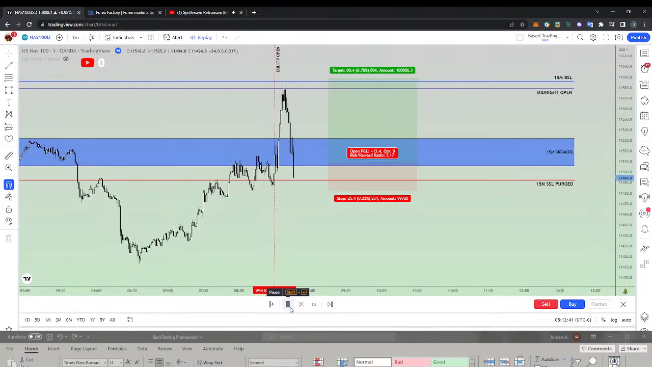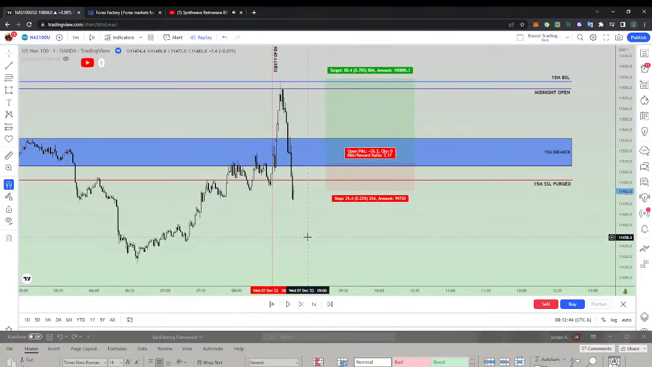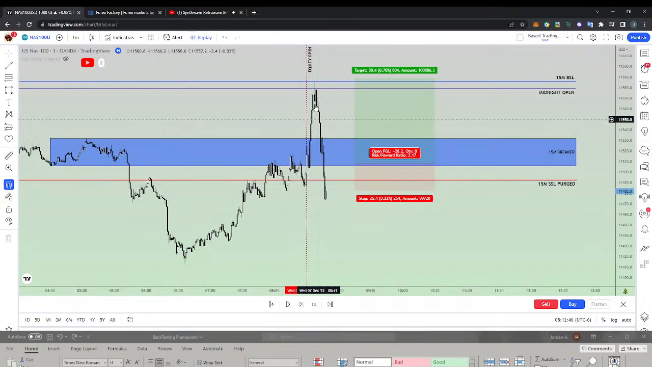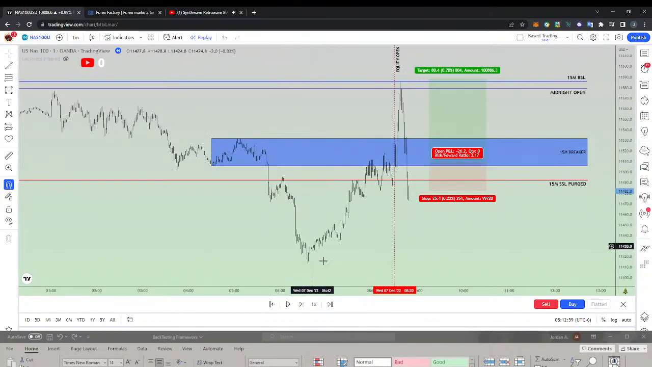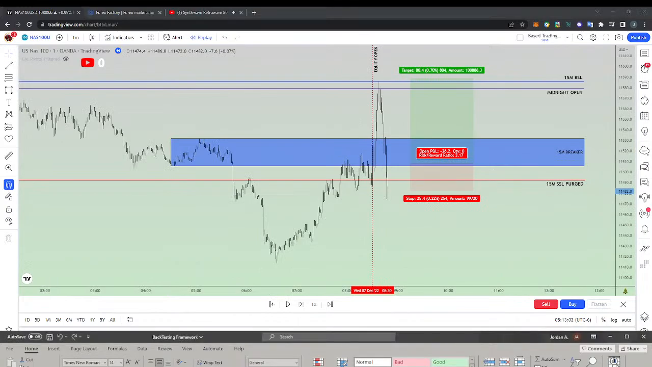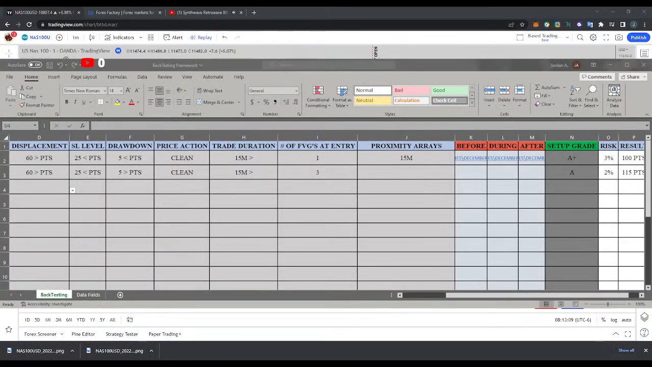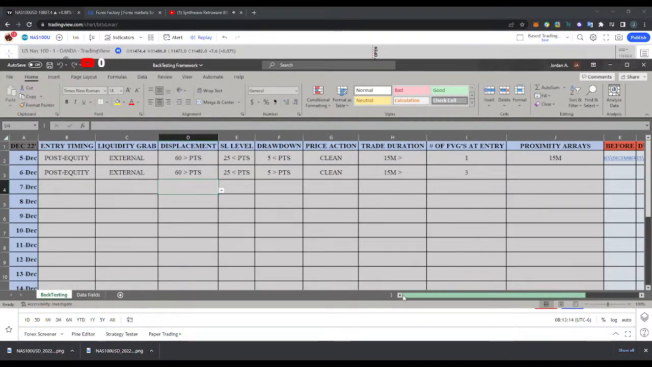So if we had not taken partials, we would have been stopped out. In my live trading, as soon as we touched midnight open, I would have taken partials, but we would have been stopped out on the rest of the position. And considering that there was a massive purge, that's an external liquidity grab. Let me pull this up so you can see. Post equity entry.